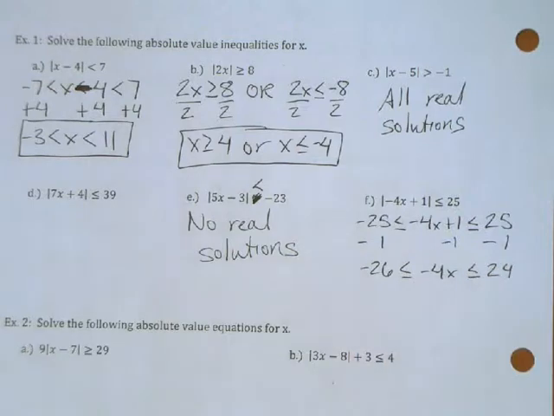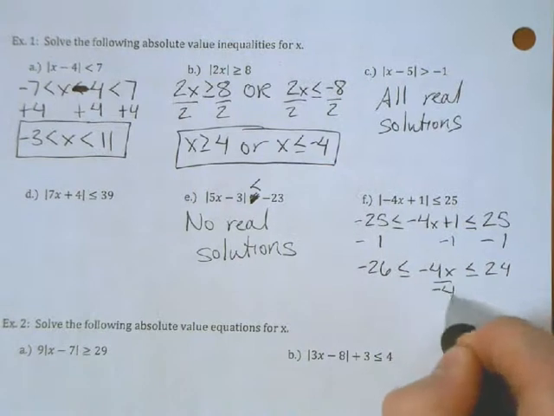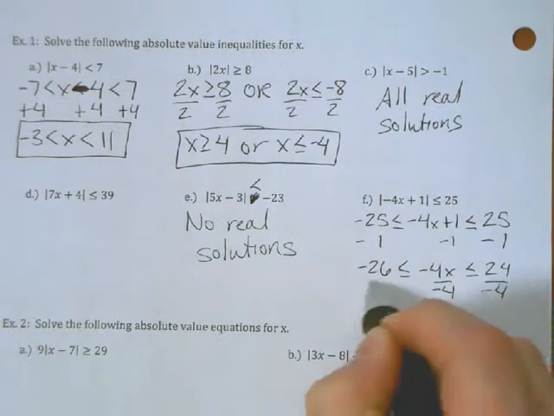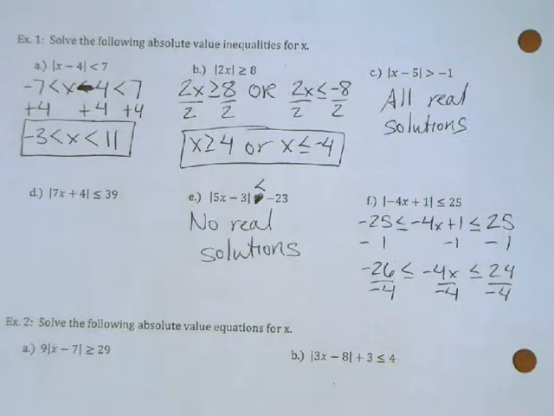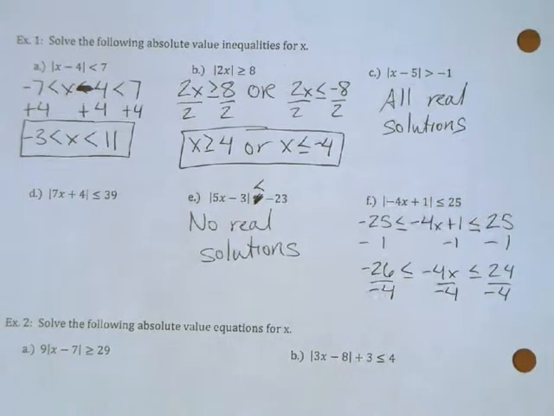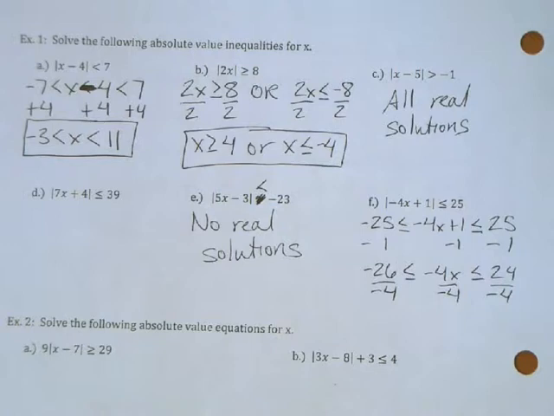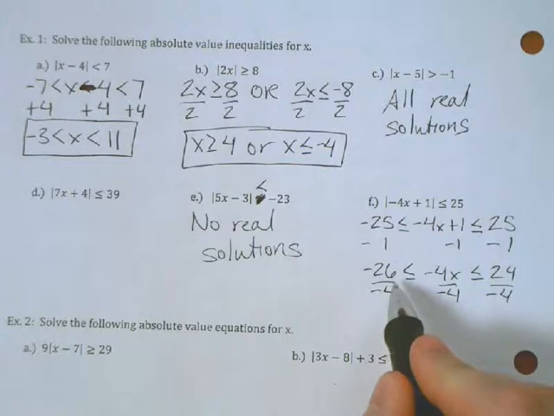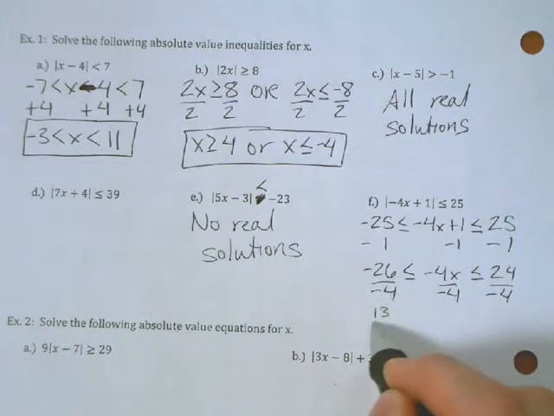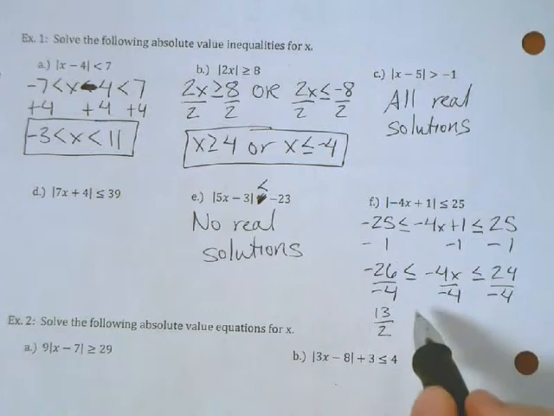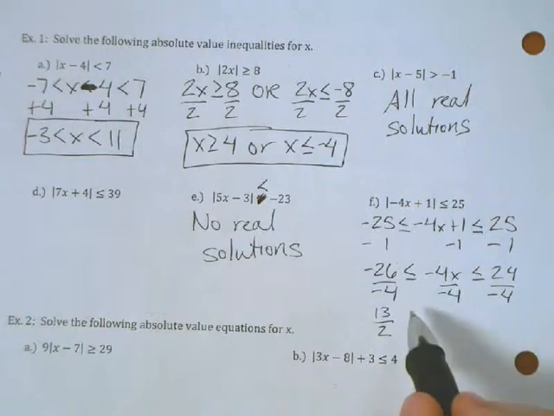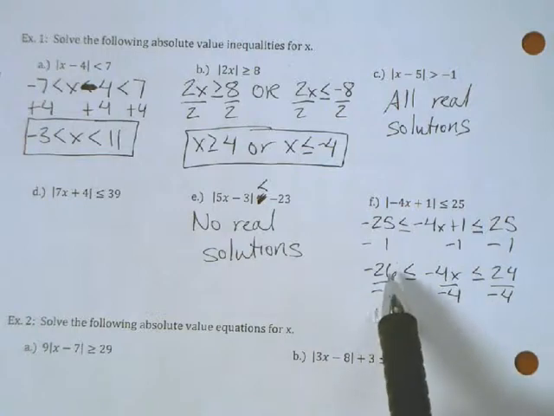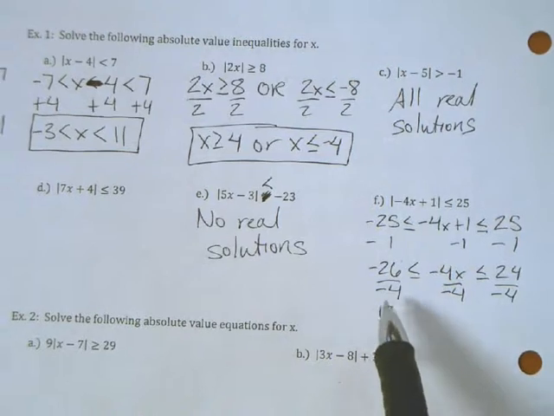So now I divide by negative 4, right? So what do I get out? Wait, that's not what it is. So I get 26 over 4, which is 13 over 2. What should my sign be? Less than or equal to? Is it still negative 13 over 2? Well, negative 26 divided by negative 4 makes it a positive.